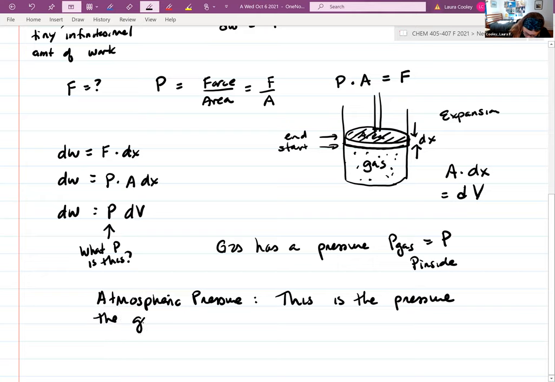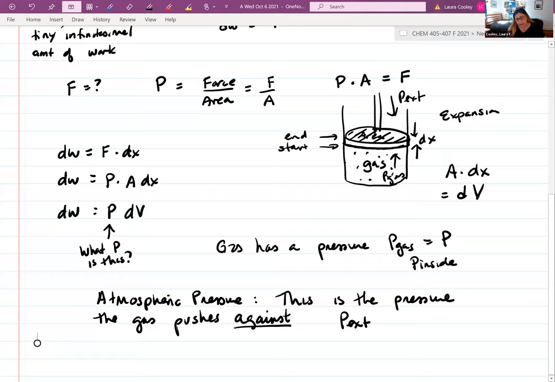Pressure the gas pushes against, and we often call it P external. So it's the outside. P external is coming down this way, and we have P gas this way. That expansion is only going to happen if P gas is greater than P external, and at the end, they'll be equal.